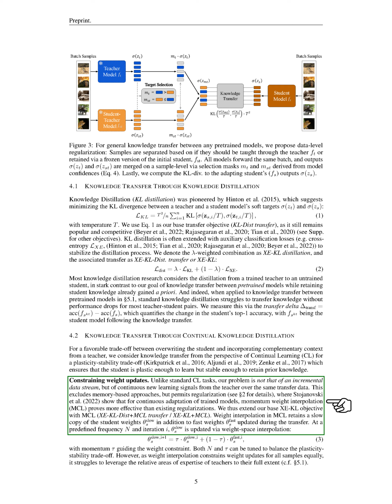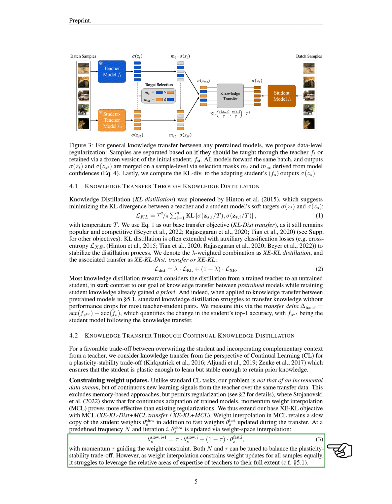In MCL, a slow copy of the student weights is retained in addition to fast weights that are updated during the transfer. The slow weights are updated via weight space interpolation at a predefined frequency and iteration, with a momentum parameter guiding the weight constraint. However, weight interpolation struggles to fully leverage the relative areas of expertise of teachers.